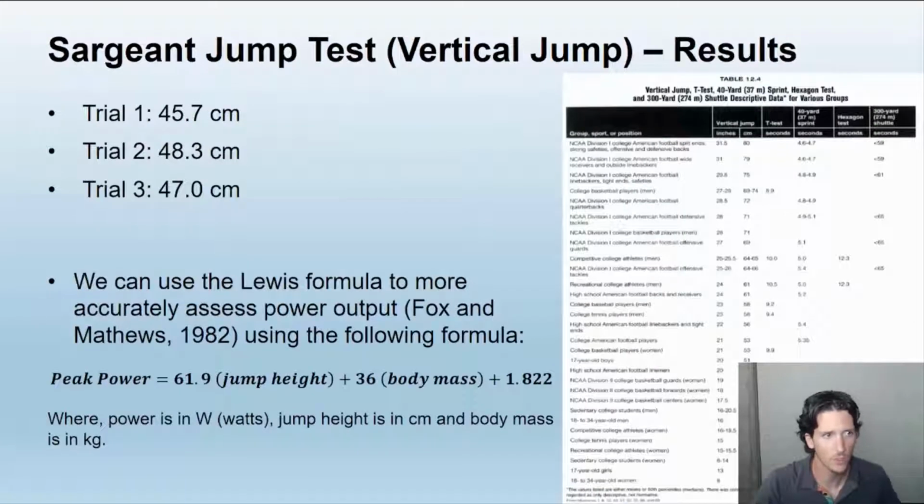So our results for this trial, we have them in centimeters, because that's what we always generally want to work with. And then we can use this formula here to more accurately assess their power output, which will give us a value in watts. And then we can compare to some normative data here for different populations, and you might be able to say, okay, this athlete is similar to one of the trials where they actually end up being similar to one of the populations.